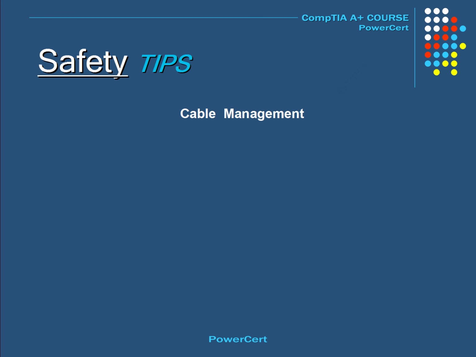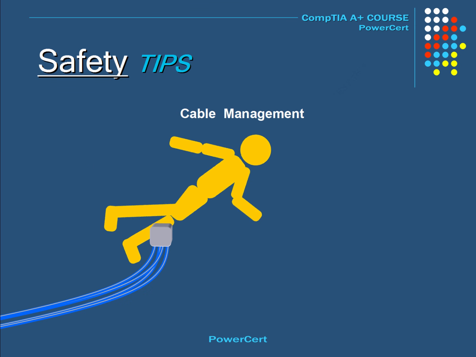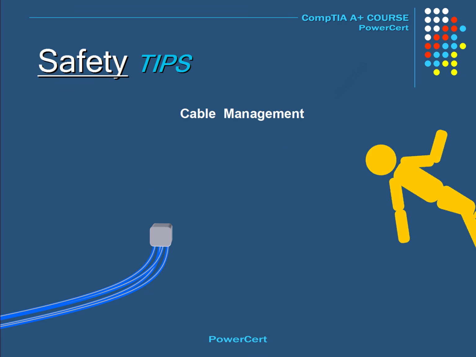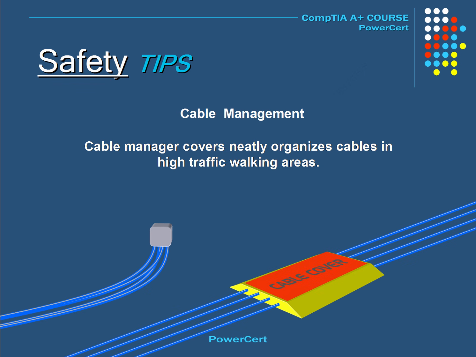Another safety tip is cable management. Maintaining a safe work environment is a major part of any job, and tripping hazards are a vital part of it. So if you have cables running across walkways, you could be at high risk for a tripping accident. The quickest way to fix this is to simply relocate any cables that go across any walkway and move them somewhere else. Or if for some reason this can't be done, then you can always use something like a cable manager cover, which neatly organizes the cables in a way where you can't be tripped by them in high traffic walking areas.